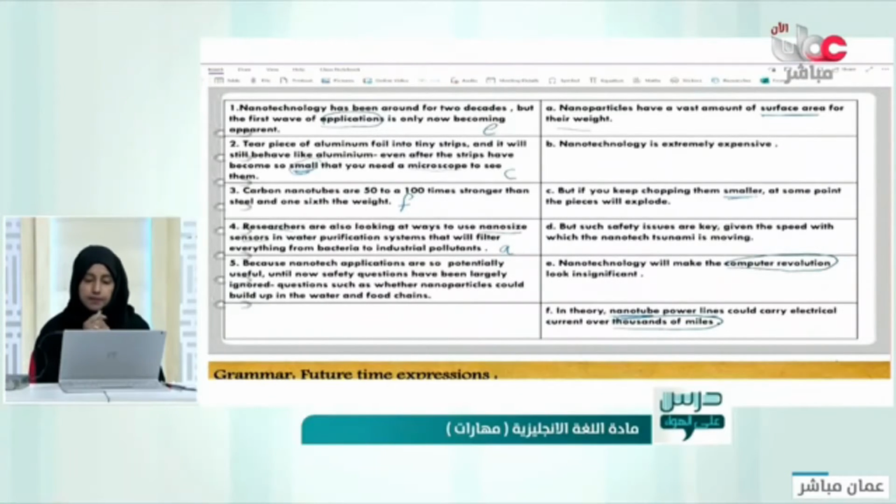So did we talk about something expensive? No, we didn't talk about a price. So the suitable answer surely will be what? Safety issue. So D. They didn't talk until today about the issue of safety. But they said safety issues are key given the speed with which the nanotech tsunami is moving. So the suitable answer is D. So always try to find a keyword for your answer. Don't just put A, B, C like this, no. Try to find a word, try to underline it, a phrase, something to give you the answer. Okay, did you understand this one? Let's move to the second one.